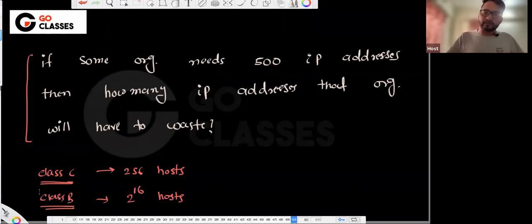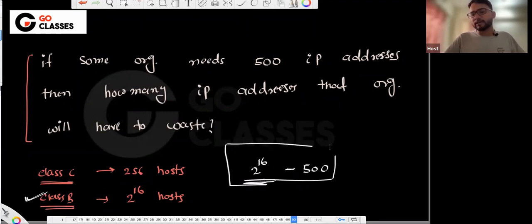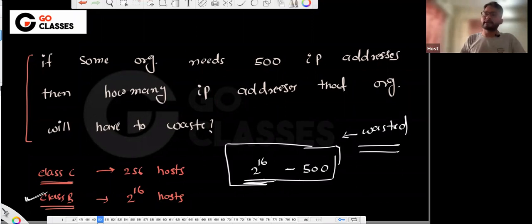So obviously, optimally you will give me class B, and I will have 2 power 16 IP addresses to use, but I just need 500 IP addresses. So I will be wasting these many IP addresses, right? That was not just a problem for one organization. This is a problem for many other organizations. That's why there was so much wastage of IP addresses. That's why this kind of addressing, which is classful addressing, is not very suitable.